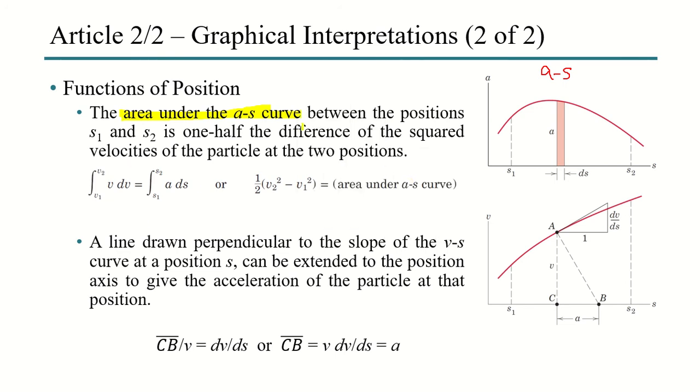of the particle at 2 points. Okay, this is 1/2 of the difference of the squared velocities of the particle at 2 points. Okay, so assuming at this point here, and at this point.